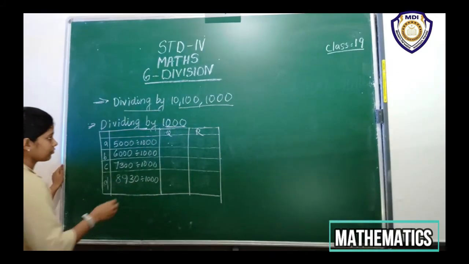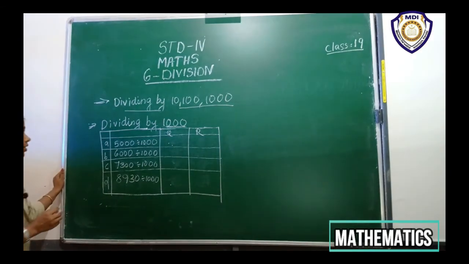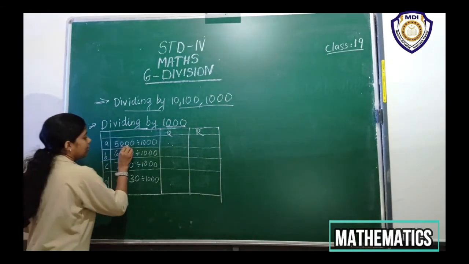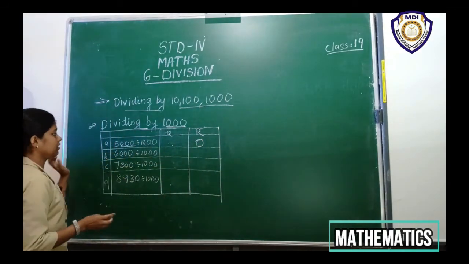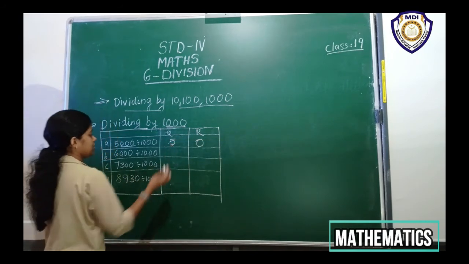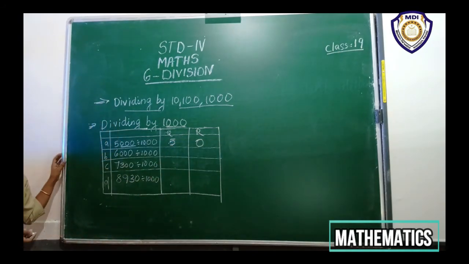The last 3 digit number is the remainder. The remaining number, 5, is the quotient. Which number is the remainder and quotient? Write it in your text, and B, C and D. Did you finish?